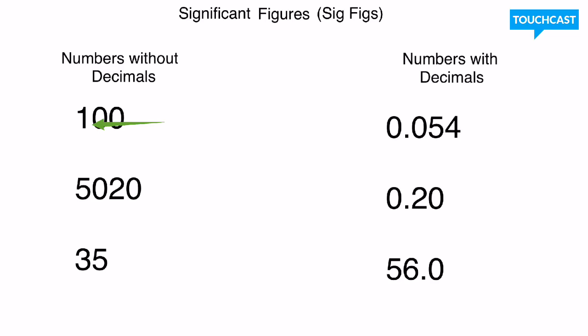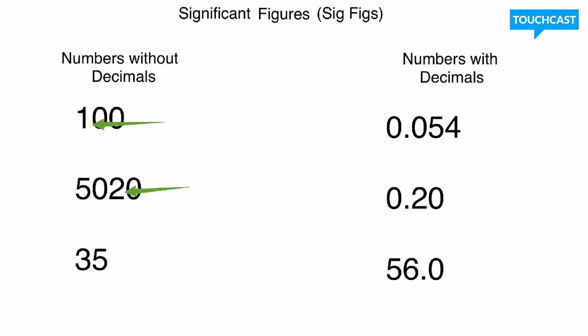Next example, 5020. If we start again from the right, because there's no decimal, and we stop at the 2, again the 0 on the right gets crossed out, but the other 0 does not. It is protected by the 2. It's being blocked. So the number 5020 has 3 sig figs, the 5, the 0, and the 2.